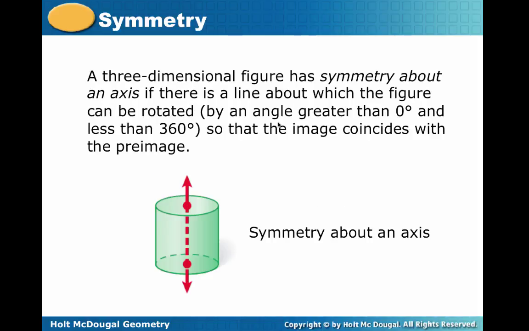A three-dimensional figure has symmetry about an axis if there is a line about which the figure can be rotated by an angle greater than 0 and less than 360 degrees, so that the image coincides with the pre-image.